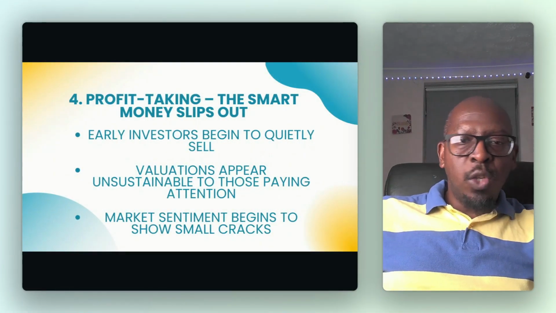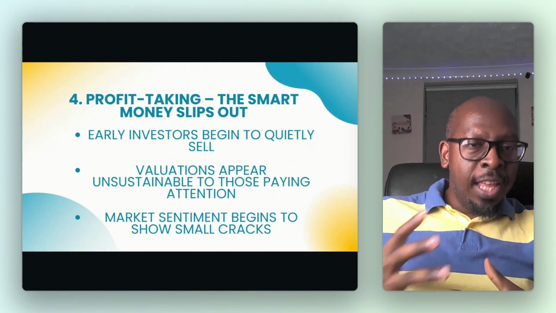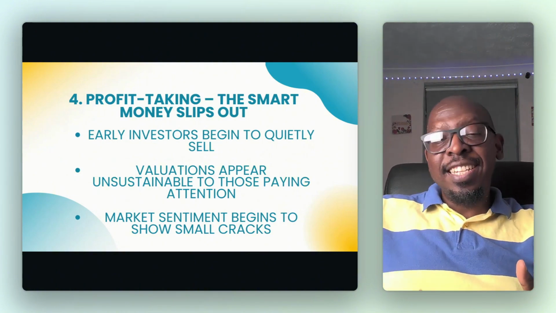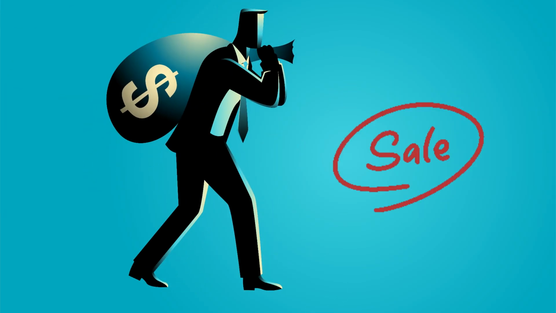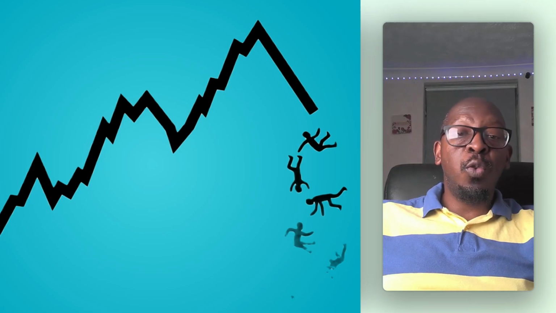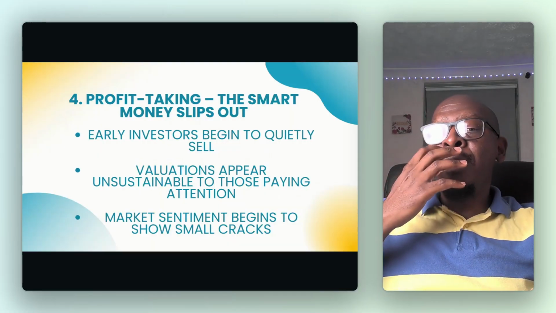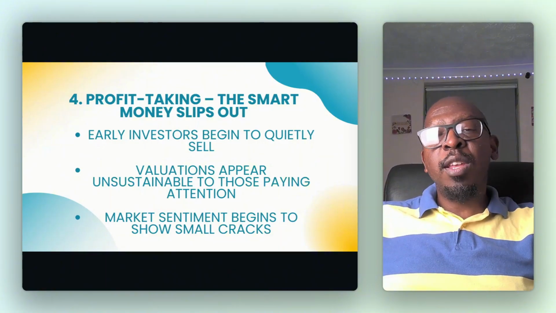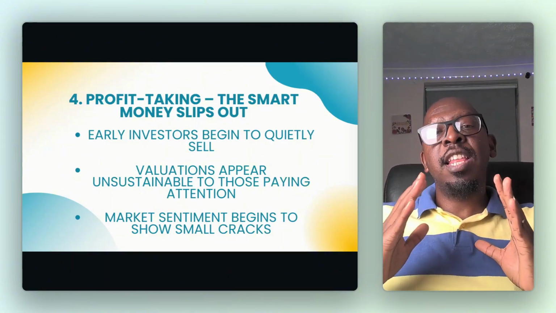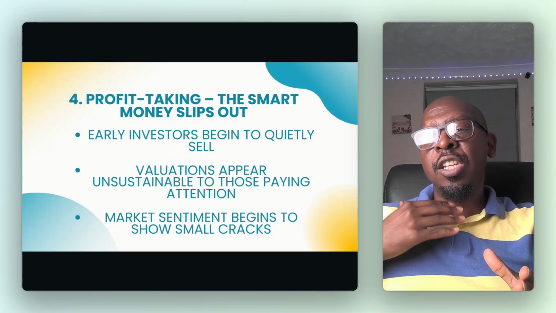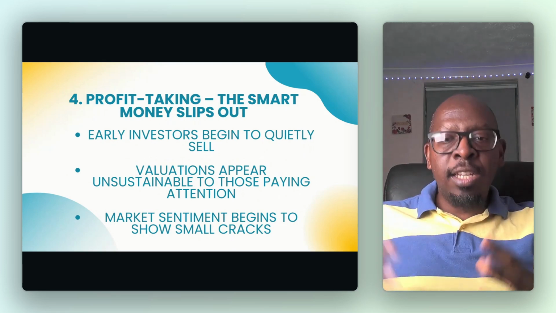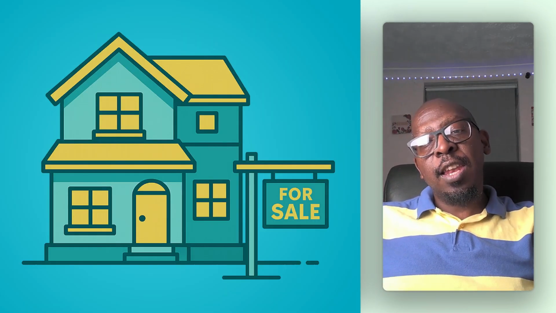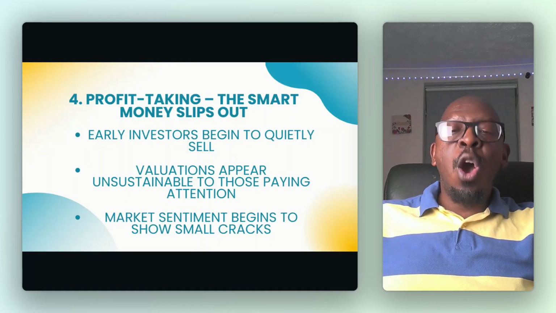So the smart money pulls out. Whilst everyone is enjoying the gains, and some people are actually starting to get in at this point, early investors begin to quietly sell. Valuations now appear quite unsustainable to those who are paying attention. To those who are not, they've been caught up in the hype, they've been caught up in the euphoria, they're no longer looking at the valuations, they're now just hyping the stocks further, telling their next door neighbor to buy, and selling their house so that they can catch the next wave of returns.